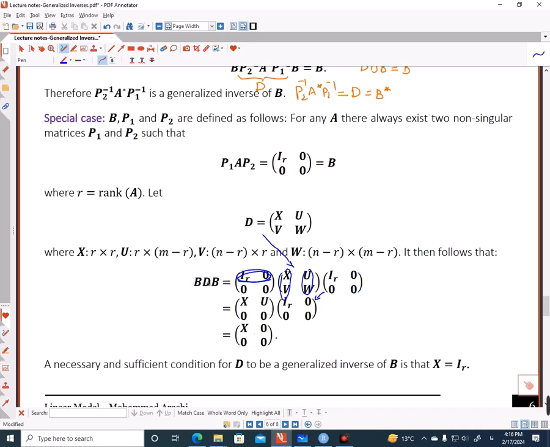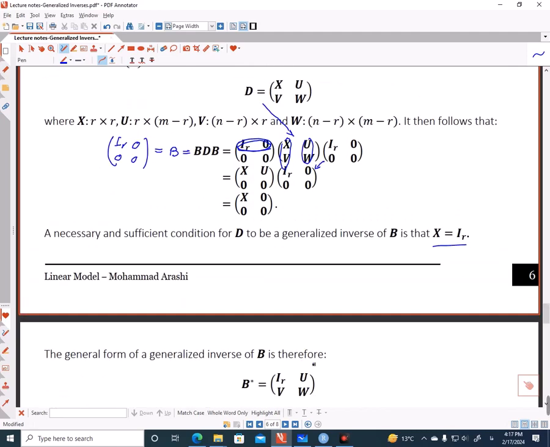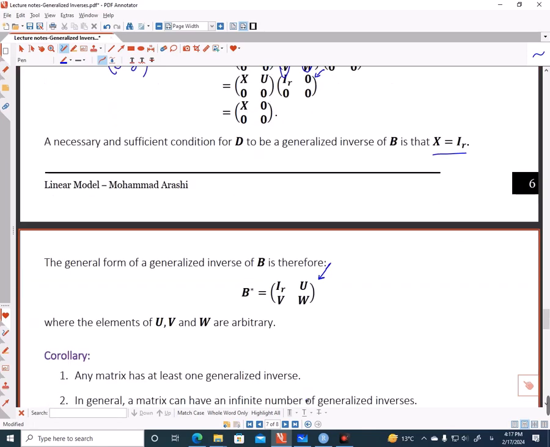But if D wants to be the generalized inverse of B, BDB must be equal to B, and we have already assumed that B has this block diagonal structure. So we can conclude that a necessary and sufficient condition for D to be a generalized inverse of B is that X is equal to the identity matrix of dimension r. In general, the generalized inverse of B has this specific structure, where the first block is the identity matrix, and U, V, W can be arbitrary matrices.